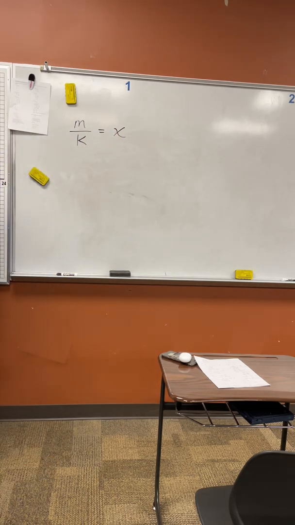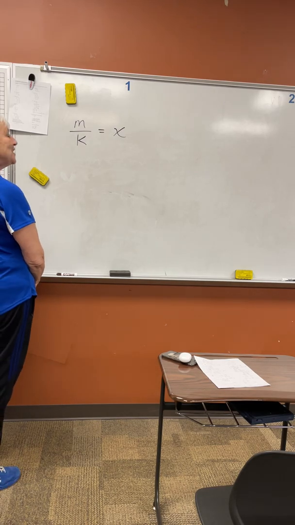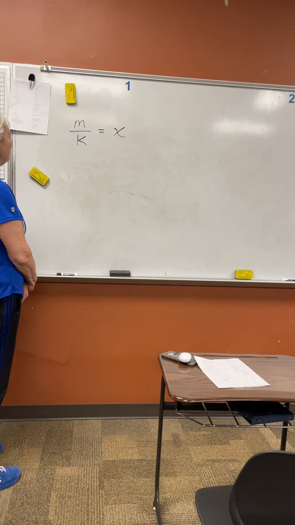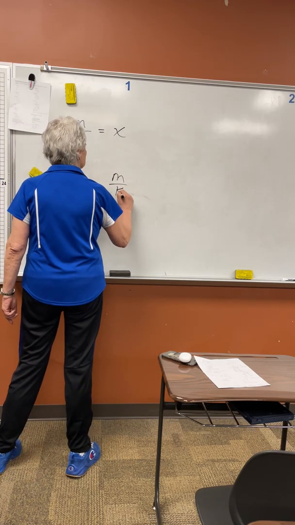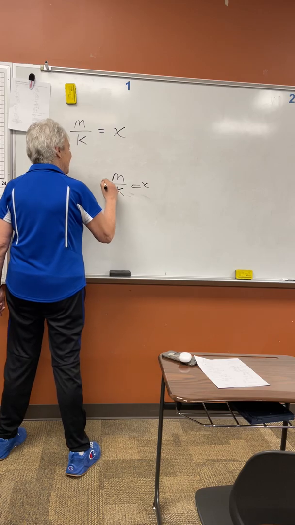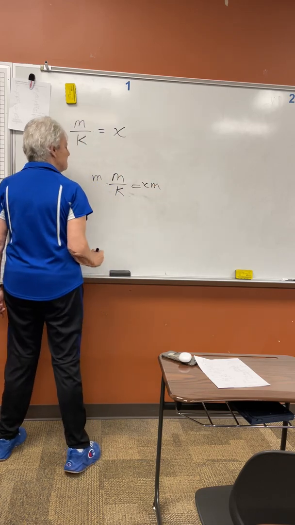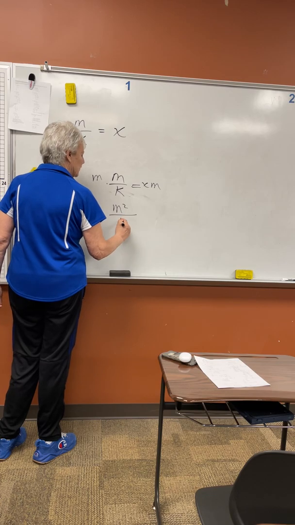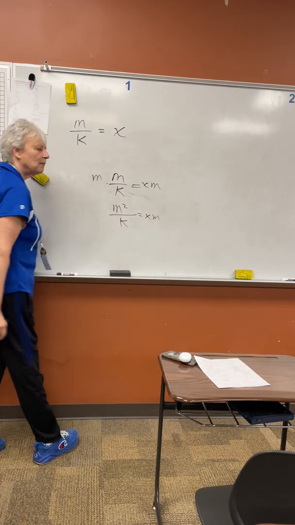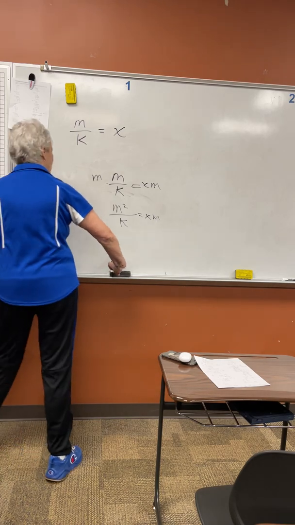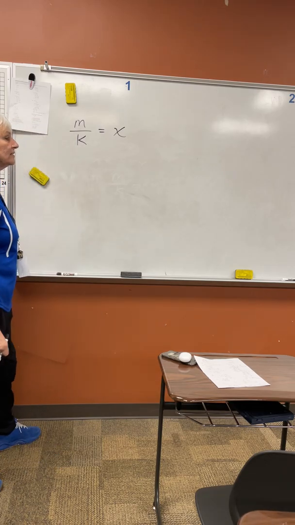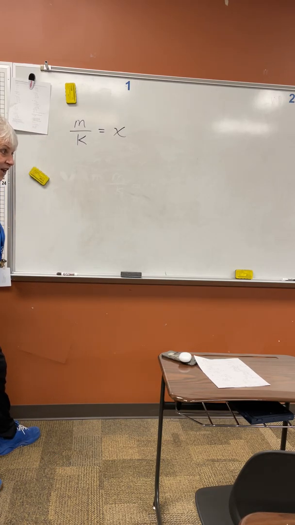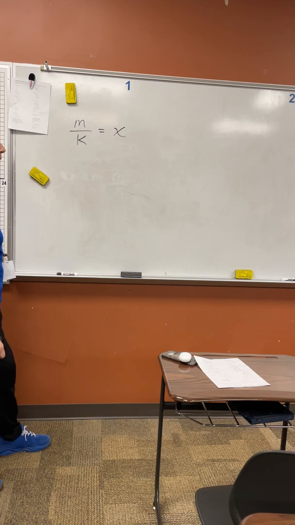Let's solve for K. Multiply by M. What do you want me to do? Watch what happens. I'll do it over here wrong. Multiply by M. M squared over K equals XM. Didn't help much, did it? Try something else. Divide by X? Not divide. Multiply? That wouldn't work.